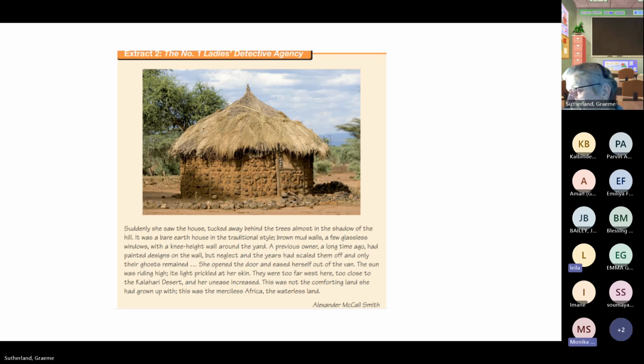Is it use of adjectives and adverbs? Certainly does use adjectives. Yes, it was a bare earth house. Yes. It introduced a little bit of history of the house, so it's like, you know, stepping into the past.